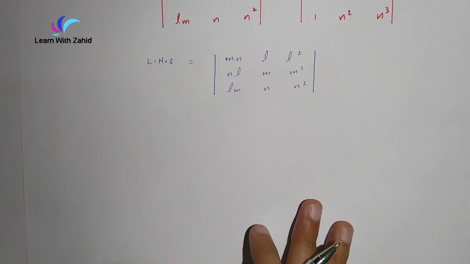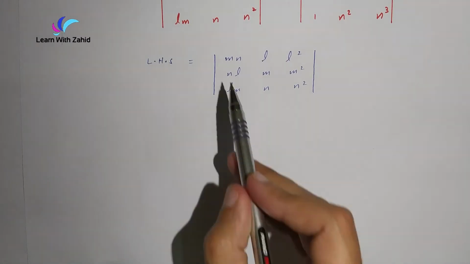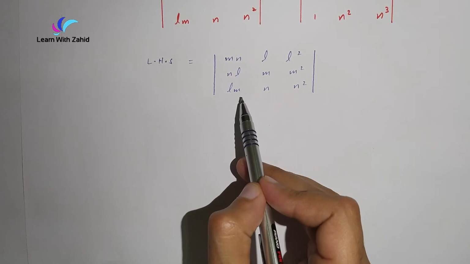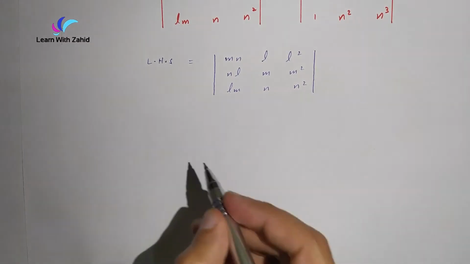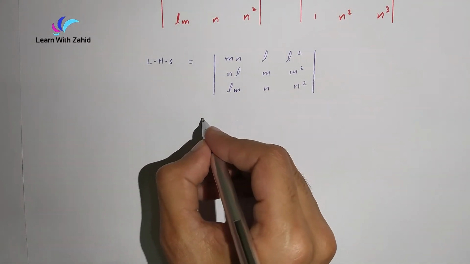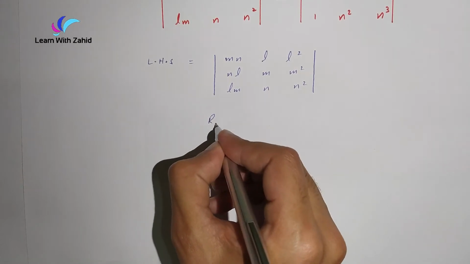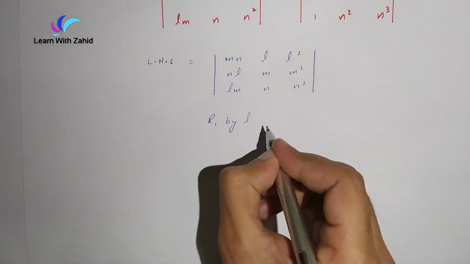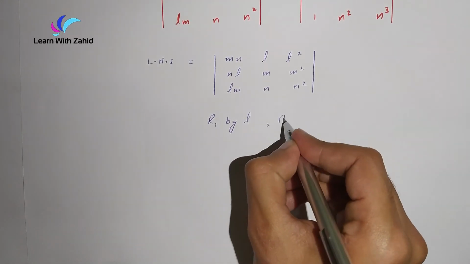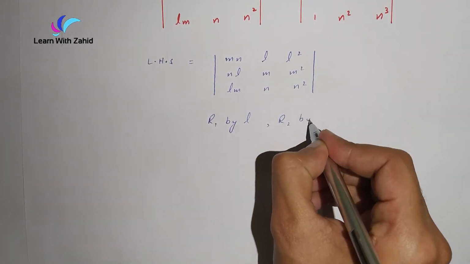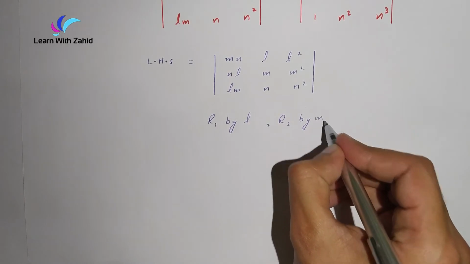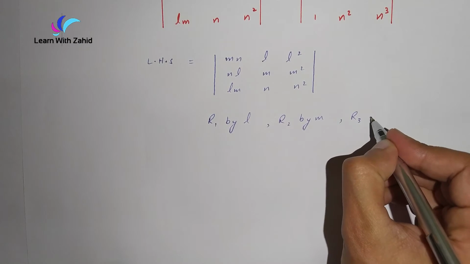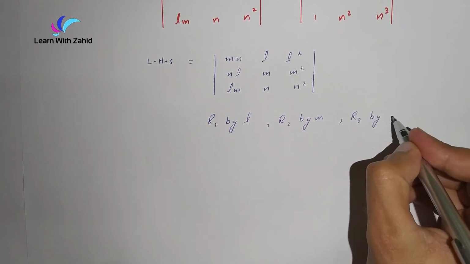Now in the first step, we will have to multiply R1 by L, R2 by M, and R3 by N. We have to multiply R1 by L, R2 by M, and R3 by N.